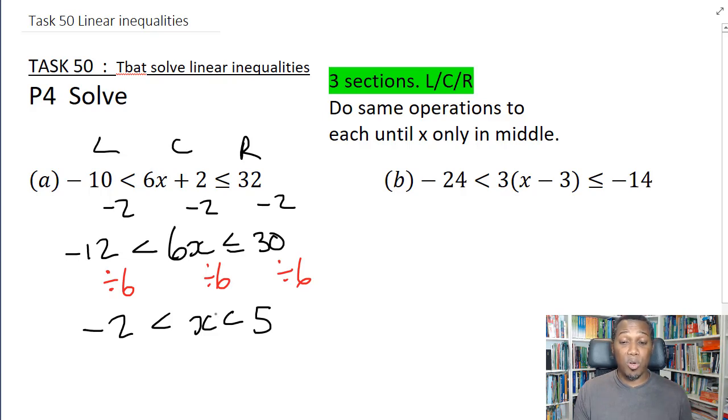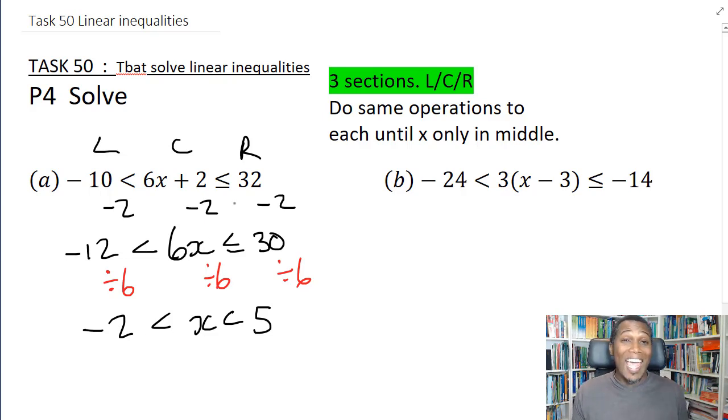We can try 0, which is less than 5. If x was 0, it would be 2 in the middle, and 2 is less than or equal to 30 and greater than minus 10. If x is minus 2, then we'll get minus 12 plus 2, which is minus 10, which is the limit, so it has to be greater than minus 10. If it was minus 2, it would be equal to minus 10, which means that doesn't meet the requirement, so x has to be greater than minus 2.